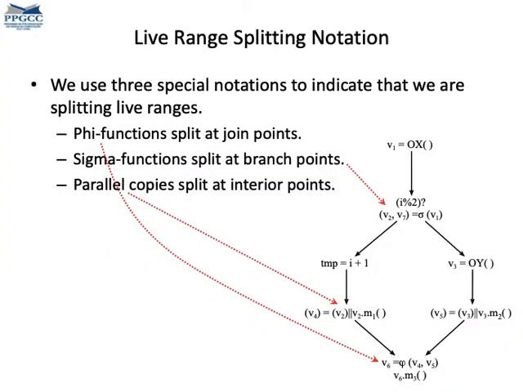First, let's review the special instructions that we use to split live ranges. We have seen three kinds of instructions: the Phi-Functions that exist in SSA form programs, plus the parallel copies and sigma functions that we saw in the last class.